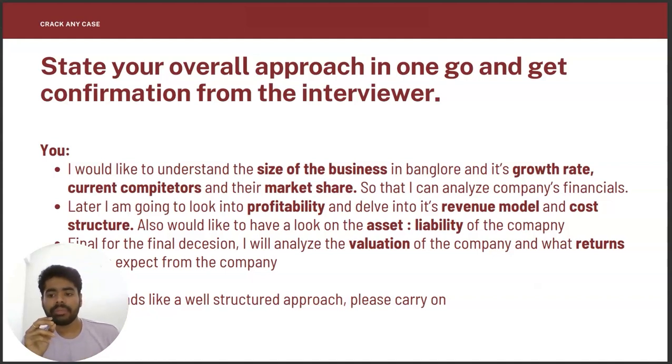So you will get a reply from the interviewer that that sounds like a well-structured approach. Please carry on. So what I always say to you guys, ask preliminary questions to the interviewer. In the paragraph that you are seeing above, the preliminary questions are included. If you see there, I would like to understand, so that's a question: the size of the business, what's the growth rate of the business, what are the current competitors and what are their market shares. So you are going to ask all these preliminary questions. I am not going to repeat these things in each and every video again and again. This is an important step, right?